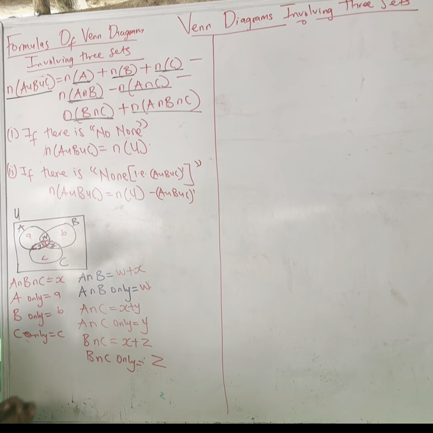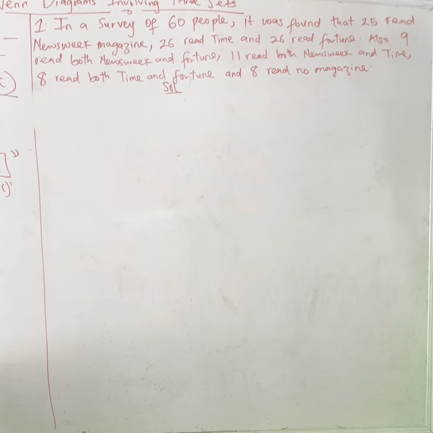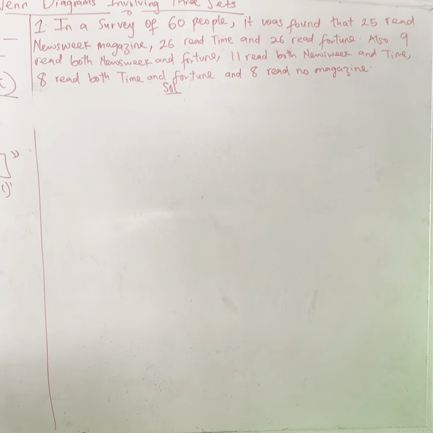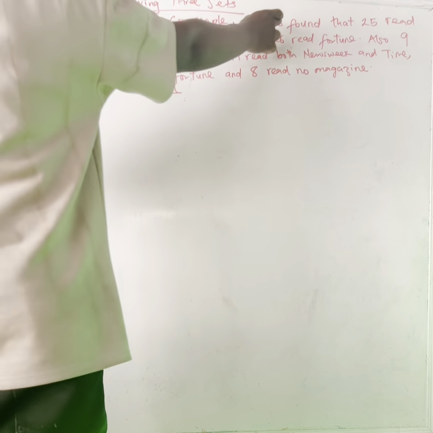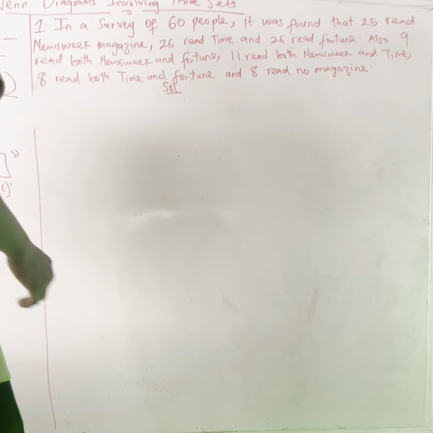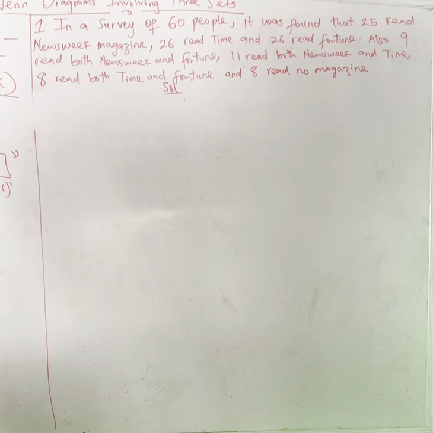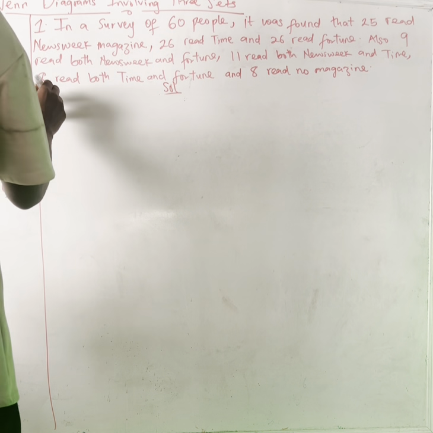Then let's look at some examples, guys. The example I have here is that in a survey of 60 people, it was found that 25 read Newsweek. So the first thing I'm going to do is write out the parameters. Step 1.